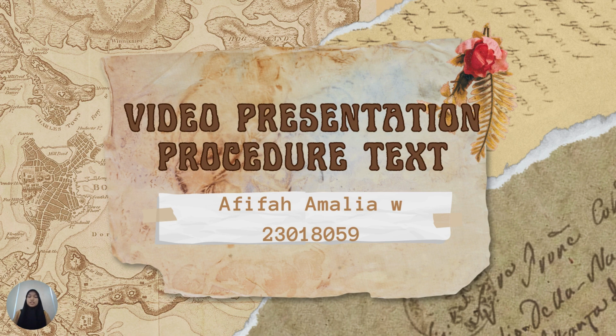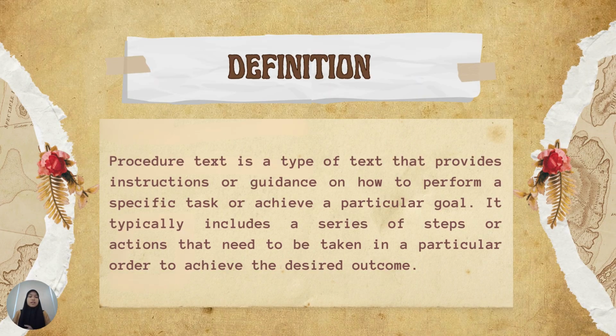I would like to present about procedure text. So, what is a procedure text, or the definition? Procedural text is a type of text that provides instructions or guidance on how to perform a specific task or achieve a particular goal. It typically includes a series of steps or actions that need to be taken in a particular order to achieve the desired outcome. So basically, procedural text is a text to show you how to make something, how to do something to achieve a desired outcome.